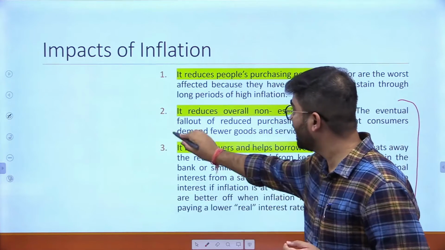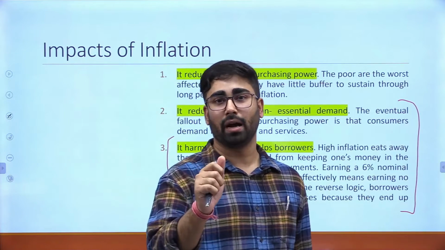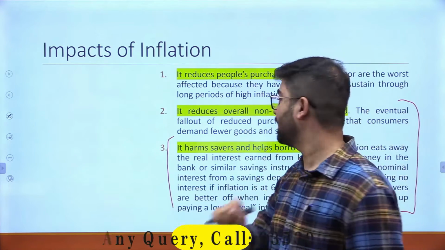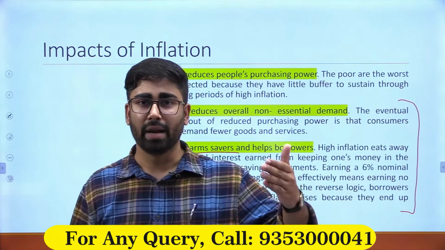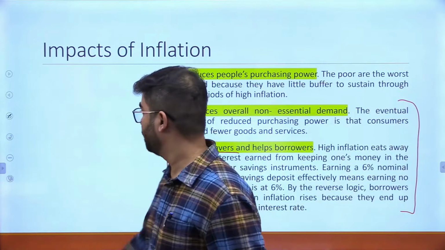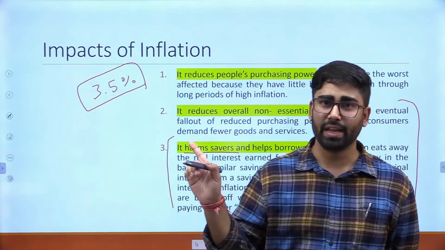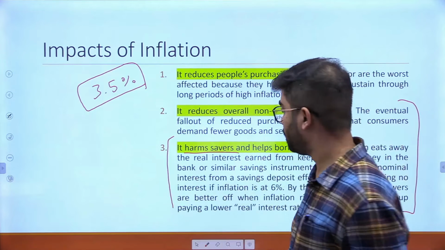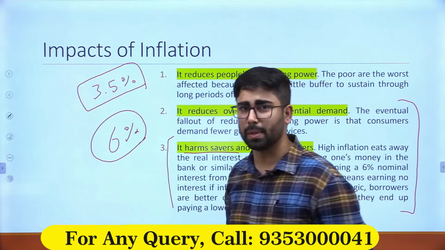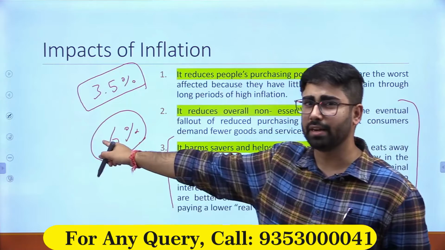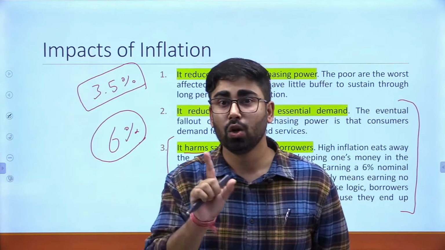Okay, now the third impact of inflation is it harms the savers and helps the borrowers. It is a very important impact. Okay, it can come in prelims examination as it is. How does it harm the savers? Now think of it. You are putting your money in the savings bank account of State Bank of India, and they are offering you 3.5% rate of interest, and the inflation in the economy is at 6%. If the inflation is at 6% and they are offering you just 3.5% rate of interest, it means that you are essentially losing out on your savings.